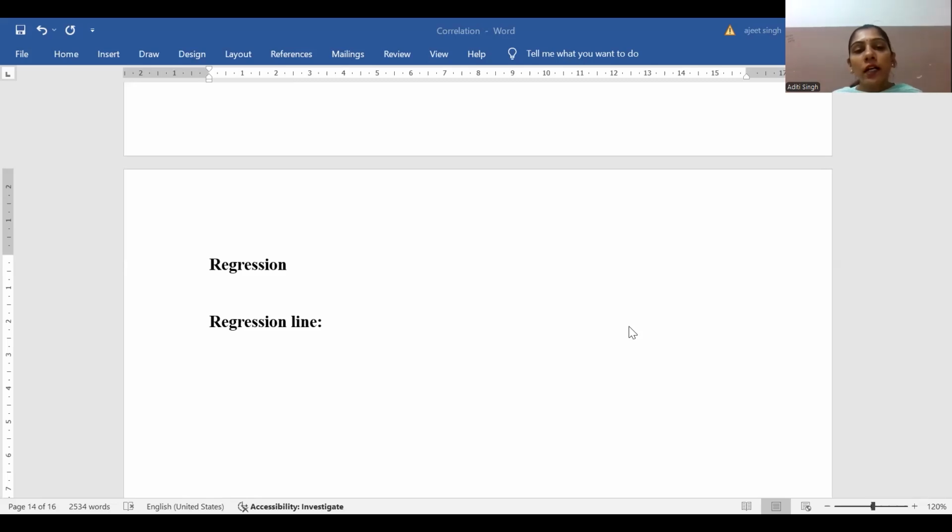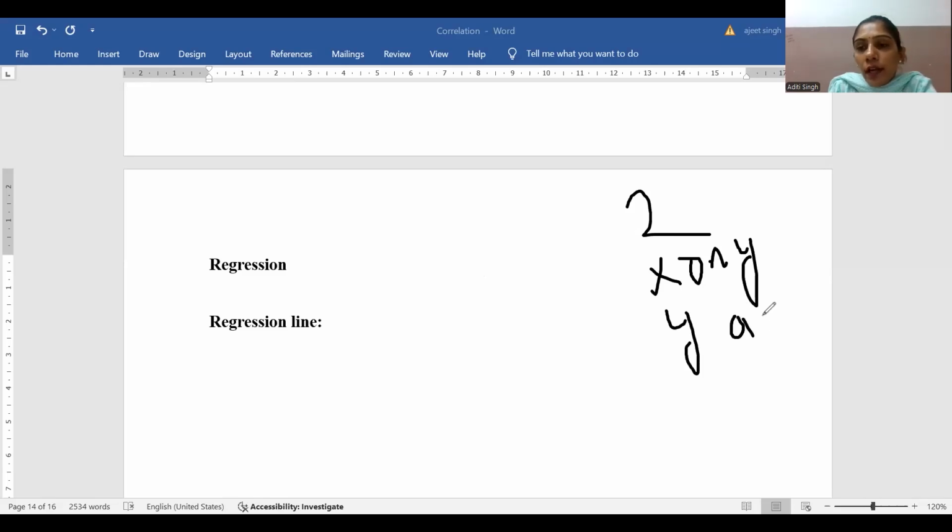So why are there regression lines? When we talk about the regression line, there are two regression lines: X on Y and Y on X. There are always two regression lines. So why are there two regression lines? In the case of two variables, there are always two lines of regression.